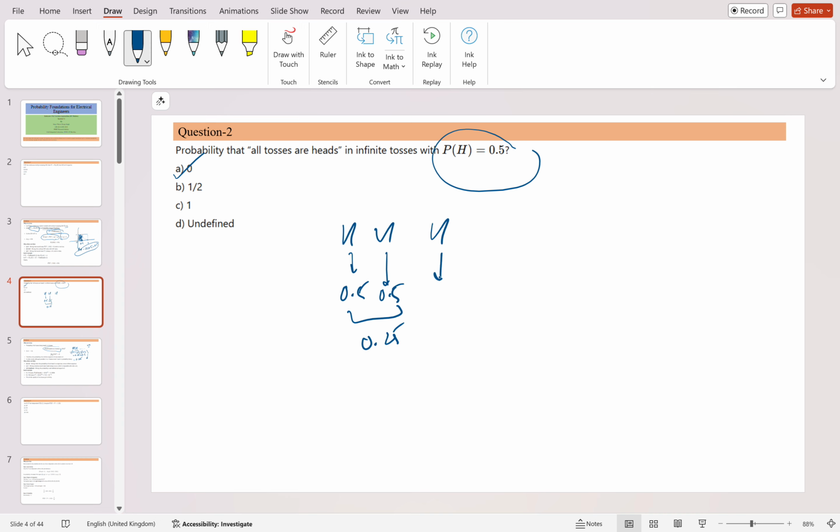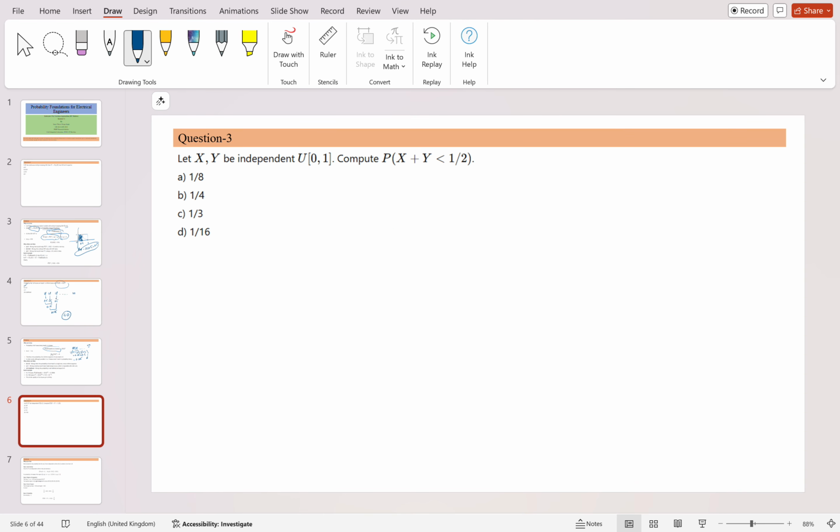So again you get the point 0.5, and then it becomes 0.125, and so on till infinity. If you take it, it goes on decreasing and the probability becomes nearly equal to 0. Okay, let's move forward and try to solve this problem.